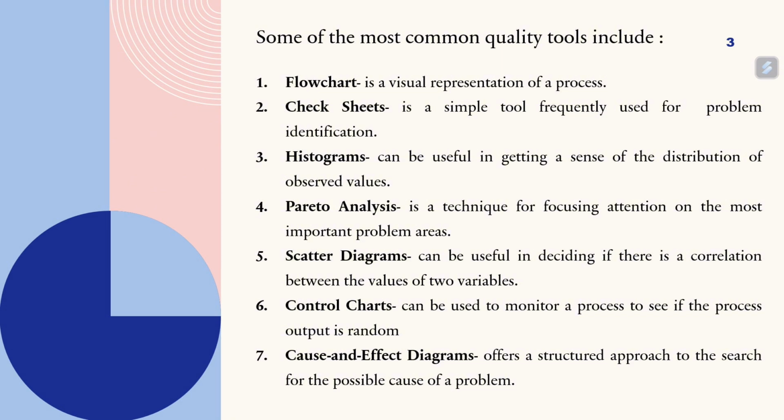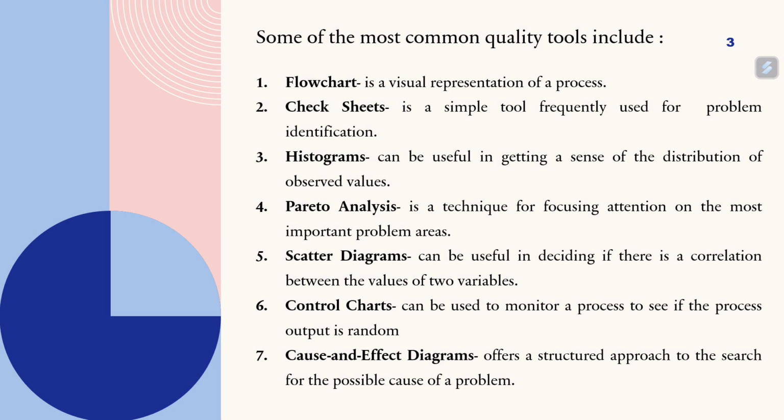Third is the histogram. A histogram can be useful in getting a sense of the distribution of observed values. It is a chart of an empirical frequency distribution. Fourth is the Pareto analysis. Pareto analysis is a technique for focusing attention on the most important problem areas.